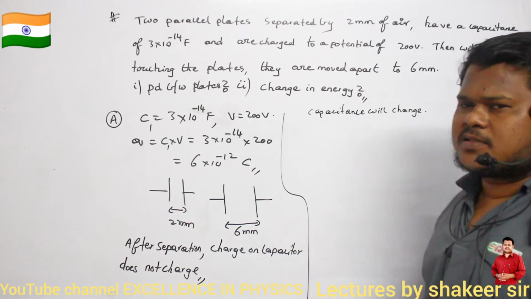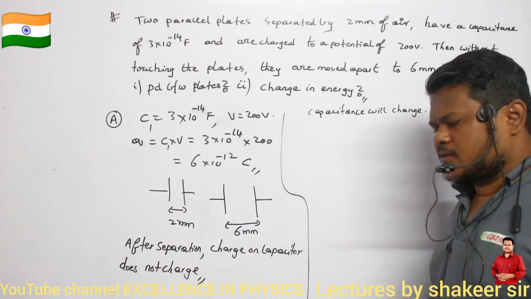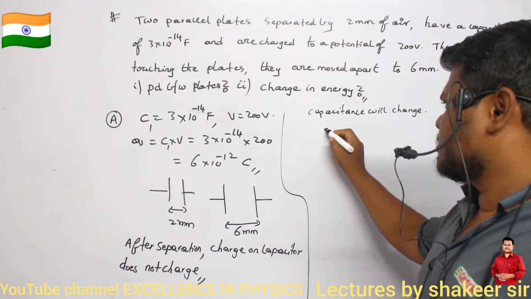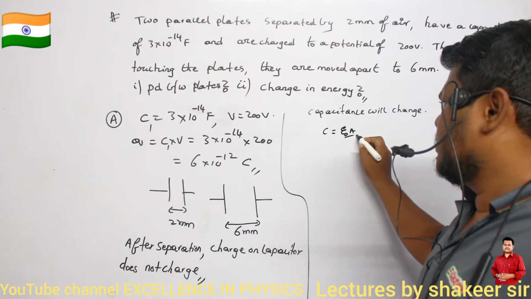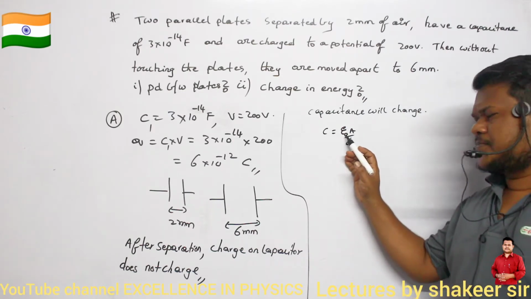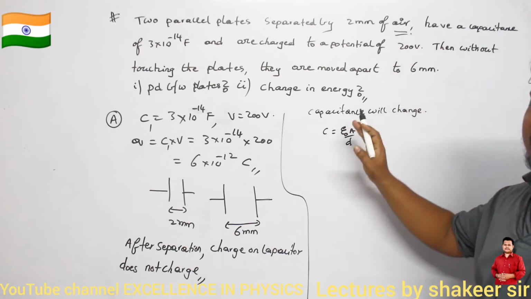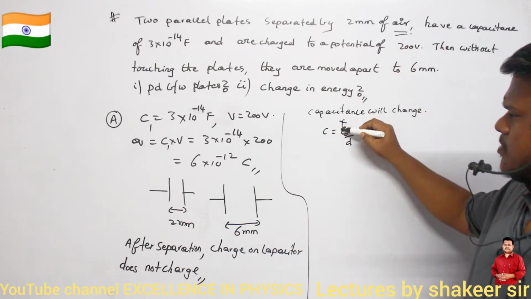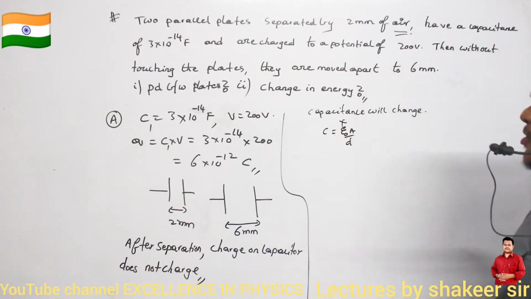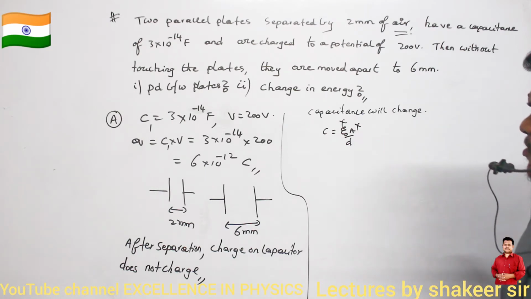Yes, capacitance will change. Why? Because for a parallel plate capacitor, what is the equation of capacitance? C equals epsilon naught A divided by d. This is the equation of capacitance. Epsilon naught depends on the medium. Medium is the same here, no? So as long as the medium is not changing, epsilon naught is not going to change. Area of the plates is also not changing. Only distance between the plates is changing.